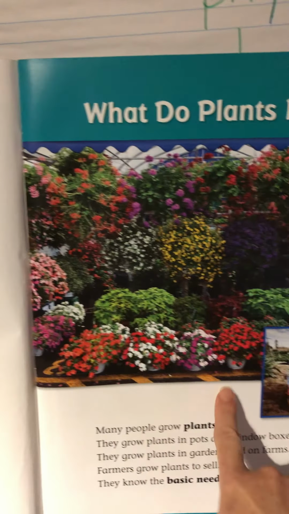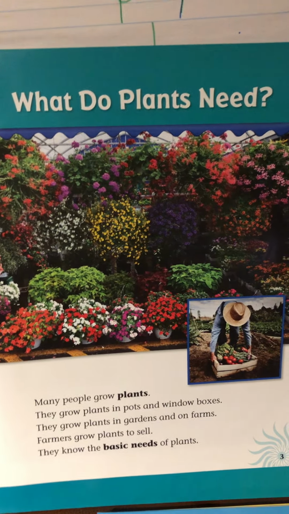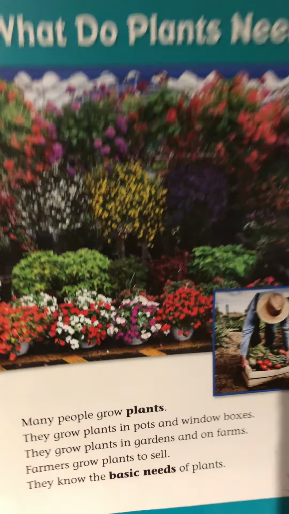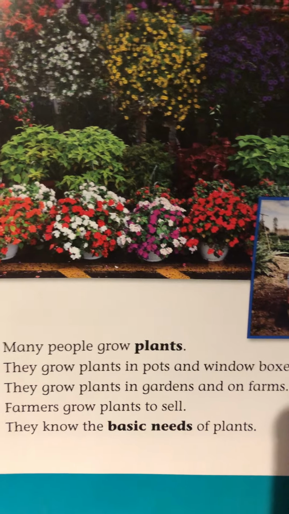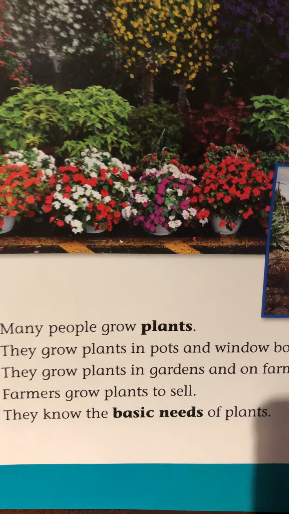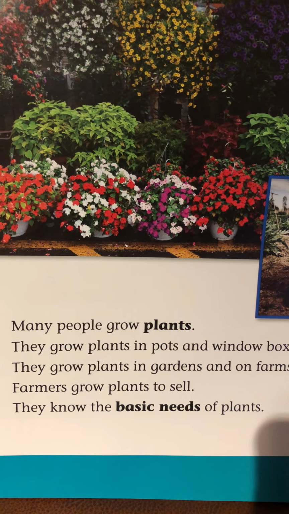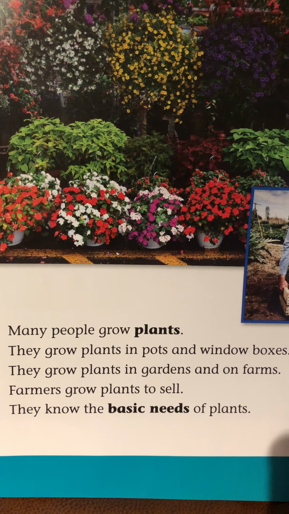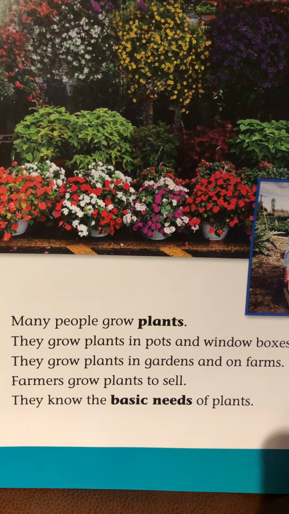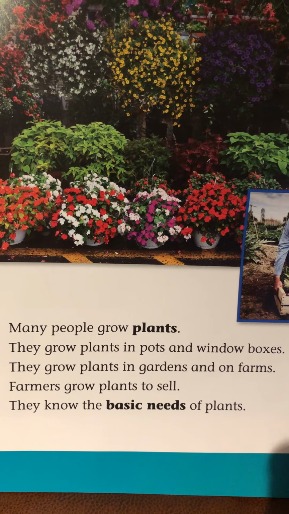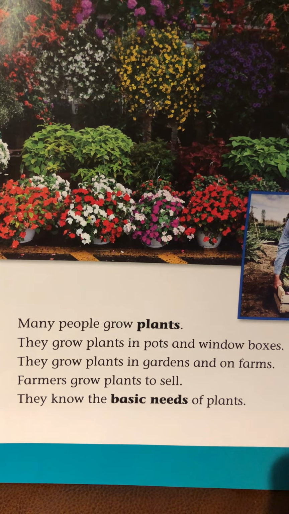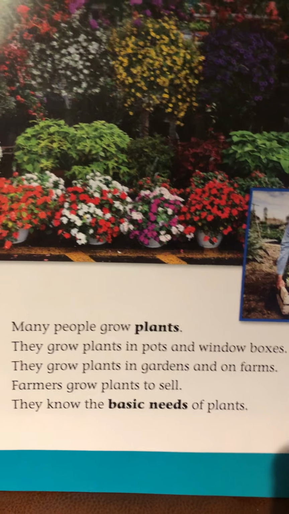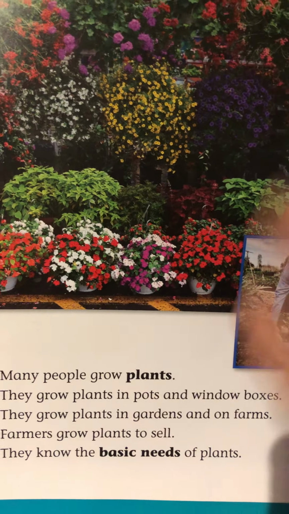There's page 2. Here's page 3. And it says, what do plants need? Could you read it with me? Many people grow plants. They grow plants in pots and window boxes. They grow plants in gardens and on farms. Farmers grow plants to sell. They know the basic needs of plants. You can see that is highlighted because that's what we're reading about.